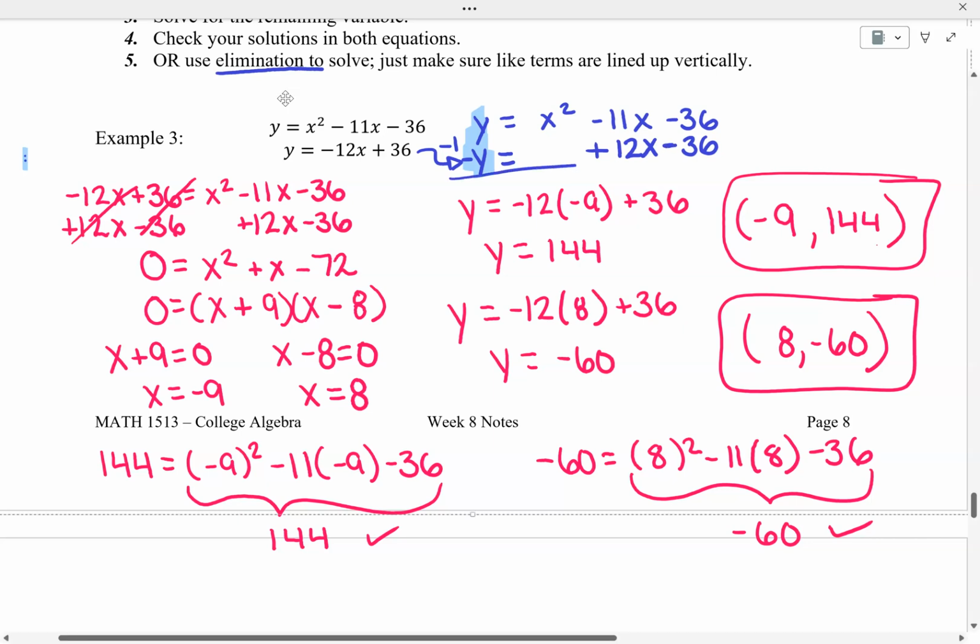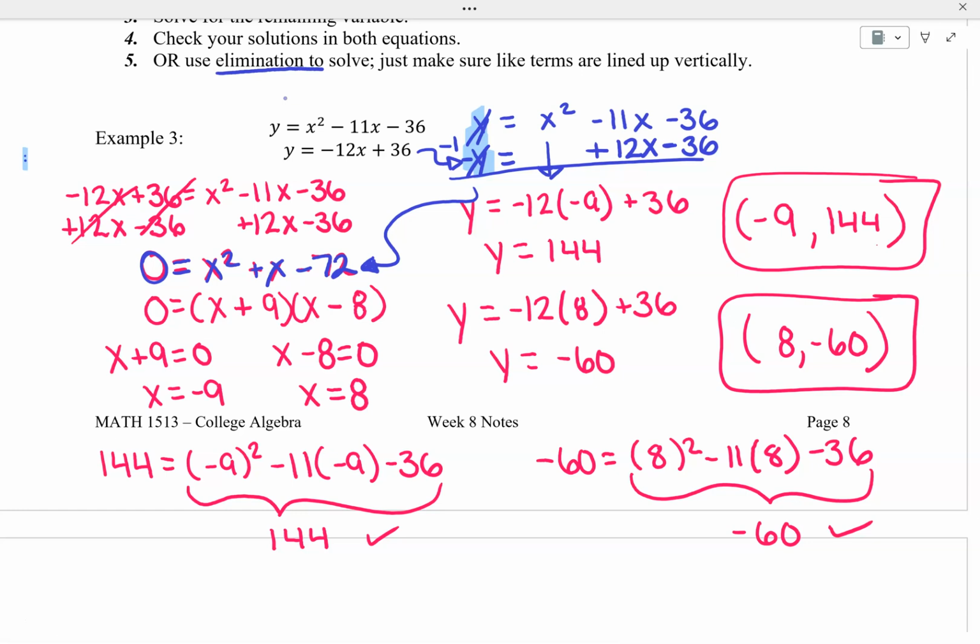So notice what happens when I do it. These cancel, I get a 0, equals x squared drops. Negative 11x plus 12x is positive x. Negative 36 minus 36, negative 72. I get that right there. So it's up to you which way you want to do it, but I like elimination better. Okay, let's go look at the next one.